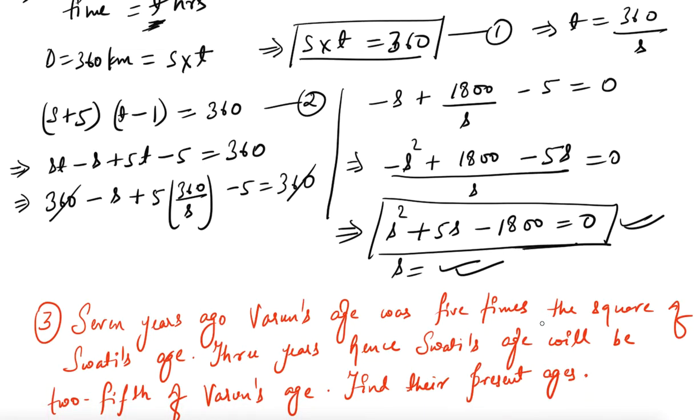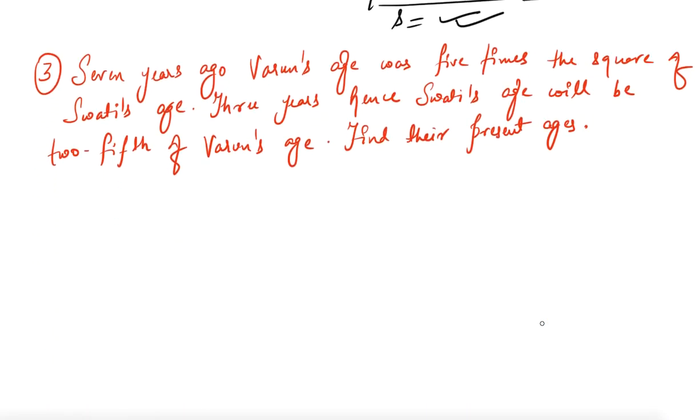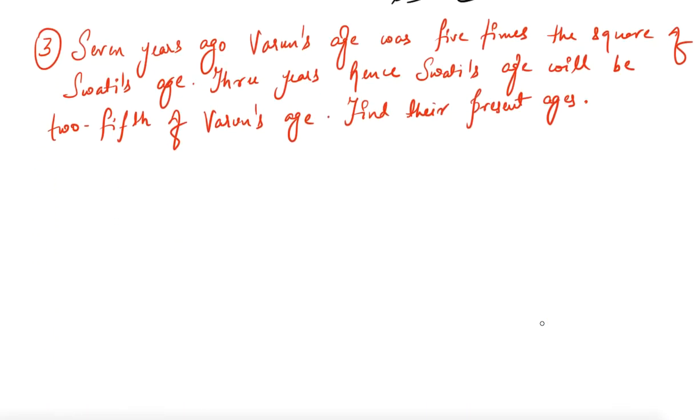Okay, so now let us see the third question based on quadratic. You see what it says. 7 years ago, Varun's age was 5 times the square of Swati's age. 3 years hence, Swati's age will be 2/5 of Varun's age. So the question is, find their present ages.